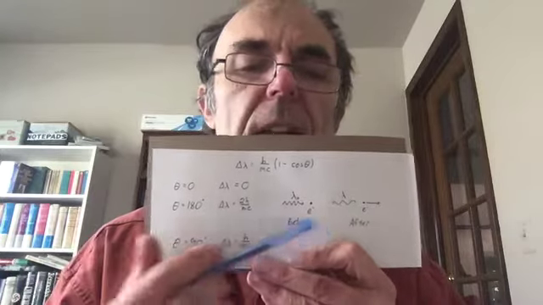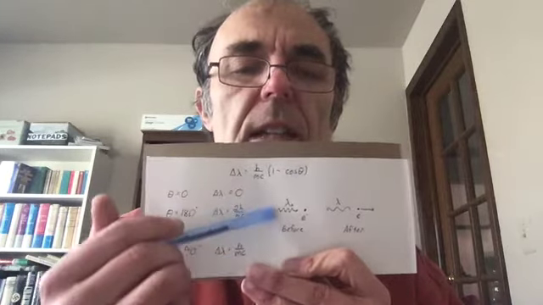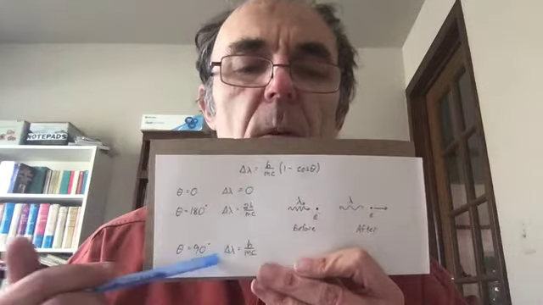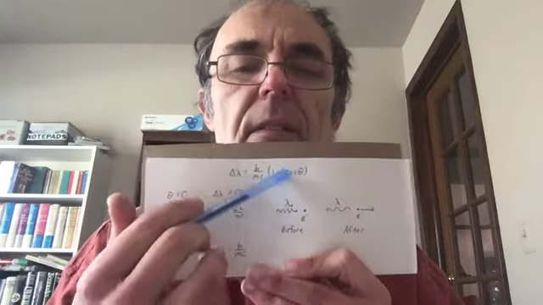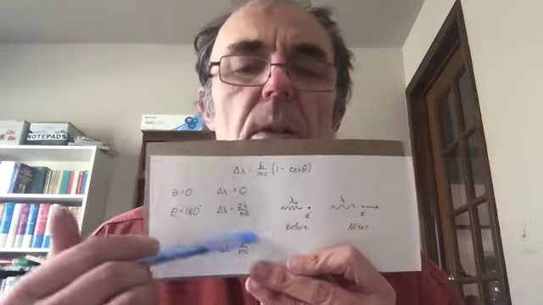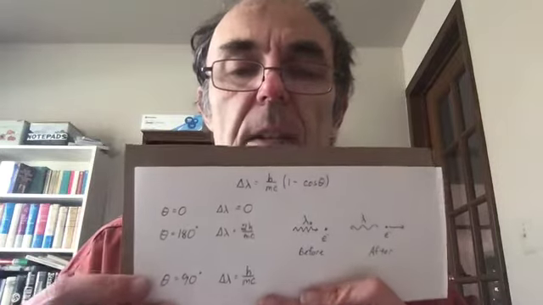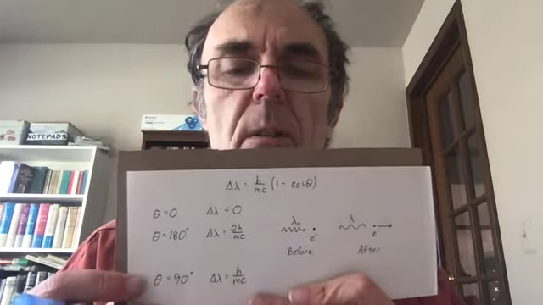You can also have cases where the photon comes in and goes off in another direction, say 90 degrees. What happens there? Cosine of 90 is 0, so you just get delta lambda as h over mc. So we see this quantity h over mc is really important for this phenomenon to happen. So let's see what h over mc is.